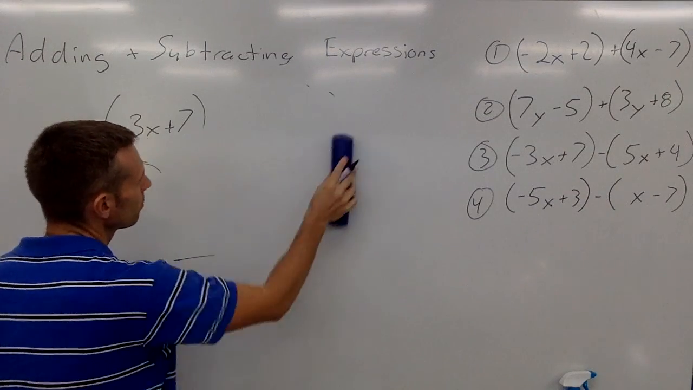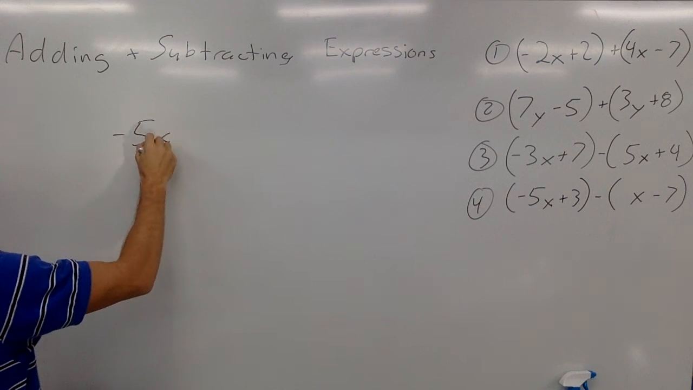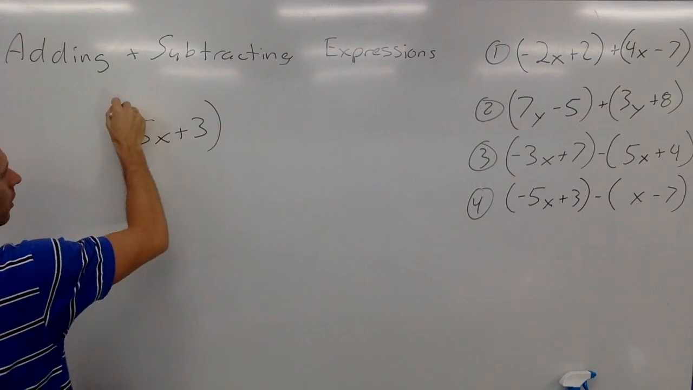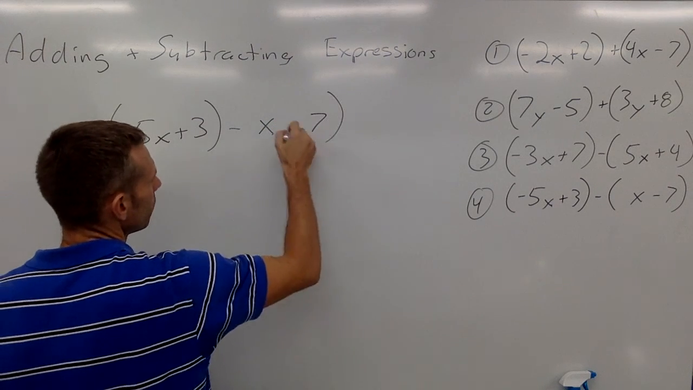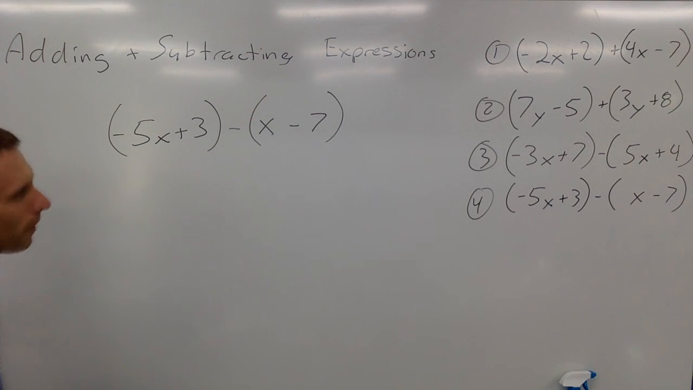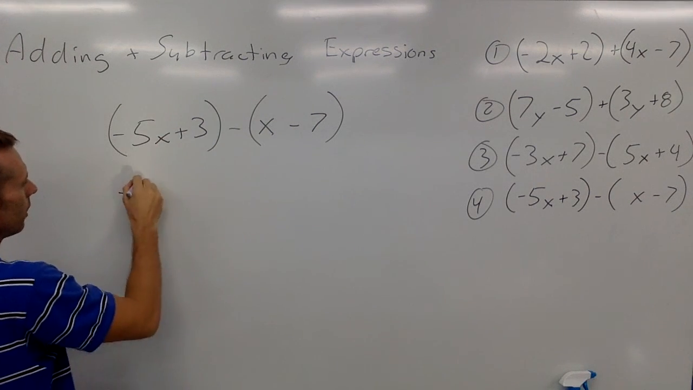Let's try one more subtraction. Negative 5x plus 3 minus x minus 7. Now this one's a little tricky also. We're going to distribute this negative. Let's just bring this down.